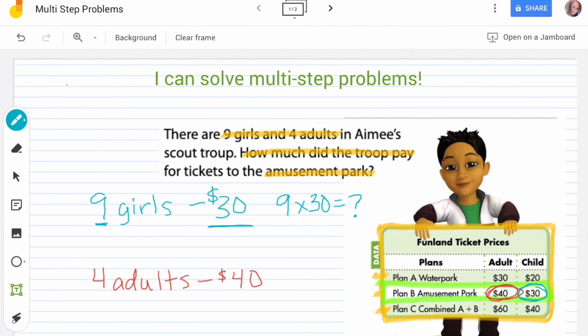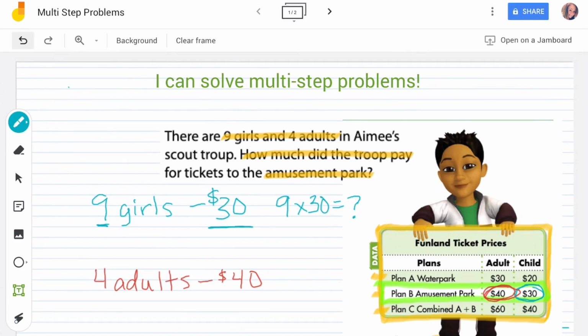I can solve this multiple ways. If I think back to number bonds, I know that there are 3 tens that make up 30. If 3 tens make up 30, I'm going to represent it this way. 10 plus 10 plus 10 gets me 30. That means that I have to multiply this 9 by each of those tens.